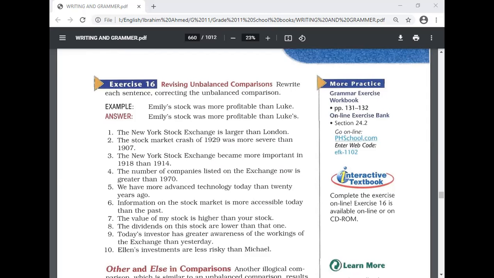Number one here, the New York Stock Exchange is larger than London. I compare the stock exchange to London, stock exchange to a city. That's wrong. The New York Stock Exchange is larger than London Stock Exchange. Number two, the stock market crash of 1929 was more severe than 1907. It should be corrected this way. The stock market crash of 1929 was more severe than the stock market crash of 1907.